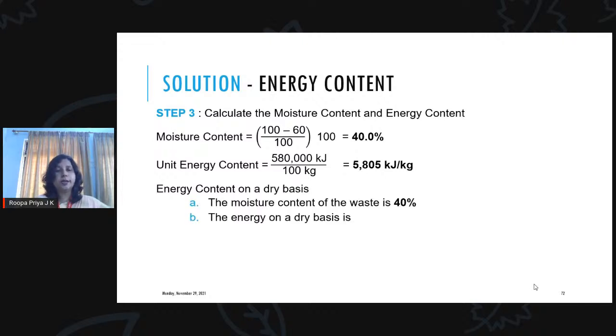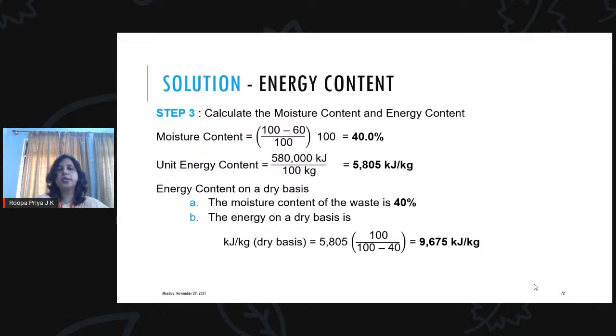The energy content on a dry basis has to be calculated here. We have the moisture content of the waste calculated as 40%. The energy content on a dry basis can be calculated using the unit energy content, 5,805 kilojoule per kg, into 100 divided by 100 minus 40, where 40% is the moisture content which we have calculated. So we have 9,675 kilojoule per kg of the energy content.